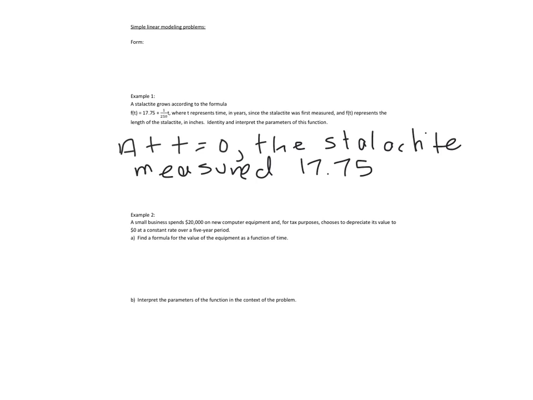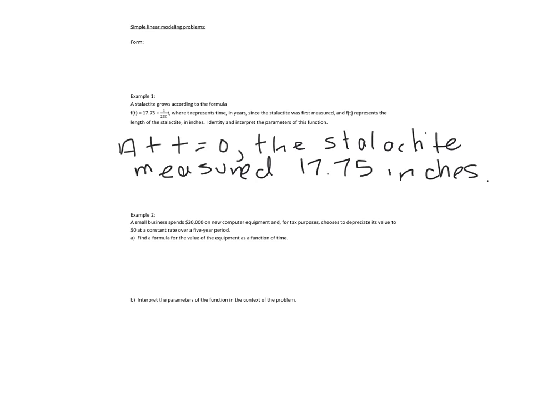17.75, and it says in inches, so 17.75 inches. So when it was first measured, the stalactite was measuring 17.75 inches. The slope is the coefficient of the variable t there, and the slope, remember, tells me how much y is changing compared to how much x is changing.